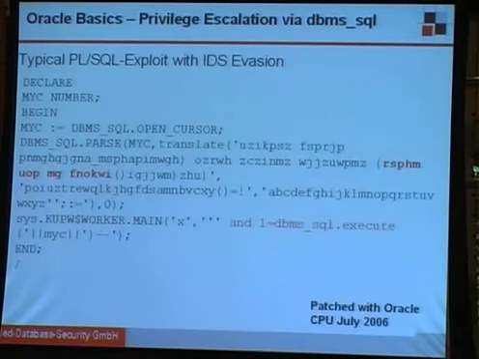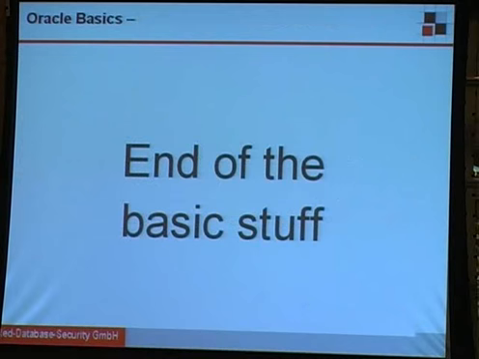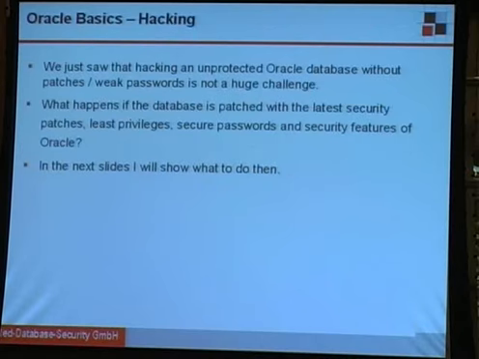That's the same exploit with some IDS evasion. Here I'm using the translate command to do a simple Caesar encryption. And here, this in red is grant DBA to public. If you have an intrusion detection system like Snort, you can bypass the check. So this is the end of the basic stuff. Now we are coming to the more interesting things.